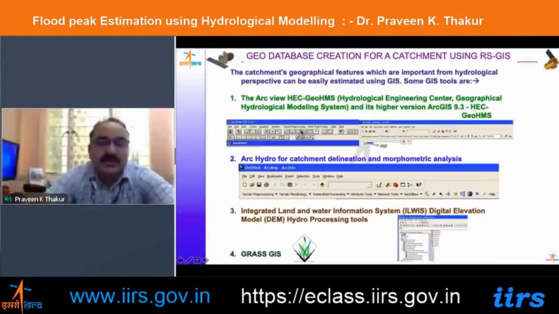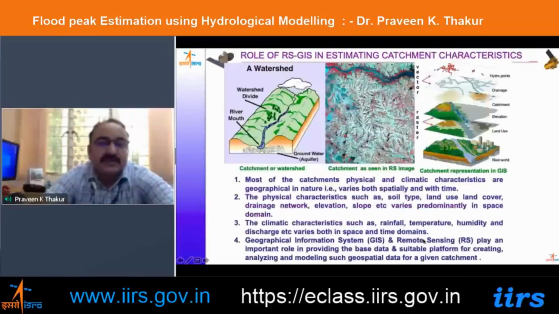One popular freely available extension is GeoHMS, that is Hydrologic Engineering Center Geospatial Hydrologic Modeling System. It is compatible with ArcGIS, and these days some of these extensions are also available in what we call Quantum GIS. So you can use either ILWIS. ILWIS also has a separate hydro-processing tool where the automatic delineation of the river system and the watershed boundaries can be easily done, including the classification of satellite data to get the latest land use, land cover map.